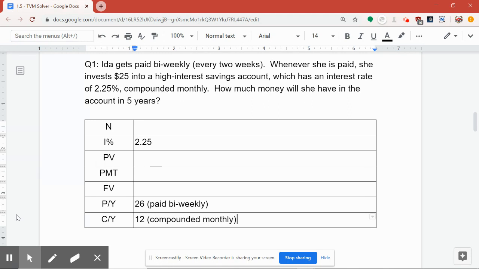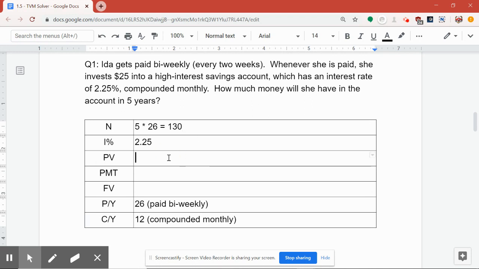Now, you'll find in some of these problems that P over Y and C over Y are the same. Sometimes they're different. In this case, they are different. Just realize that P over Y is how often the money is being paid on the investment, and C over Y is how often the money is being compounded. Okay, how much money will she have in the account in 5 years? So for N, this is going to be 5 times how often the payments are being made. In this case, that's 26. If you just put 5 times 26 into your TVM solver, it will automatically compute this answer of 130.